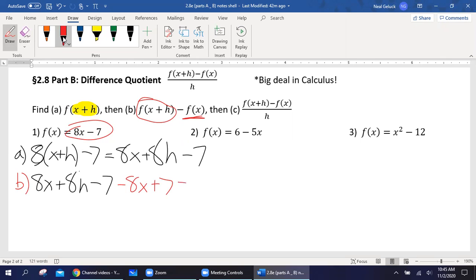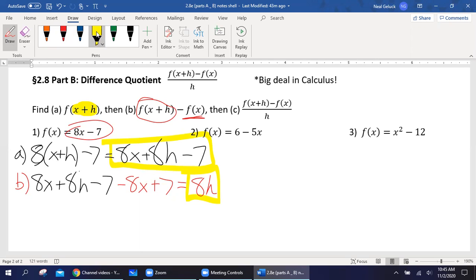And you can see that some of the stuff goes away here. 8x minus 8x, negative 7 plus 7, and I'm just left with 8h. So that would be the answer to part B. So here was part A. Here was part B.